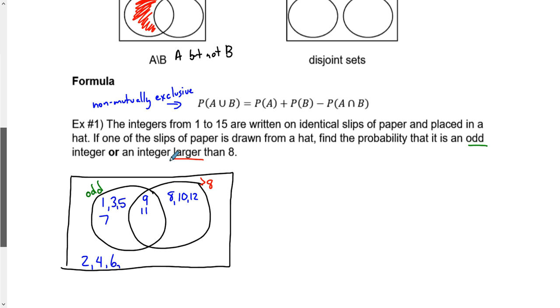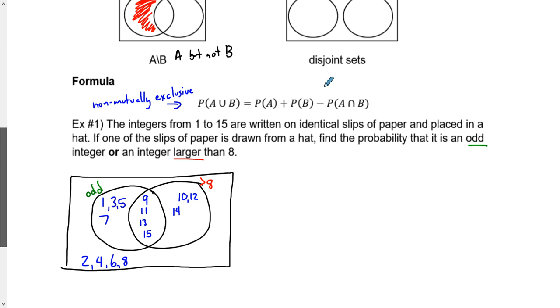12, oh, larger than 8, sorry. Let me fix that up. Larger than 8 means it's not greater than or equal to, it's just larger than 8. So we'll have to be very careful. 8 would actually be on the outside. I apologize. Just getting a little bit too excited here. 13 would be in the intersection. 14, and 15.